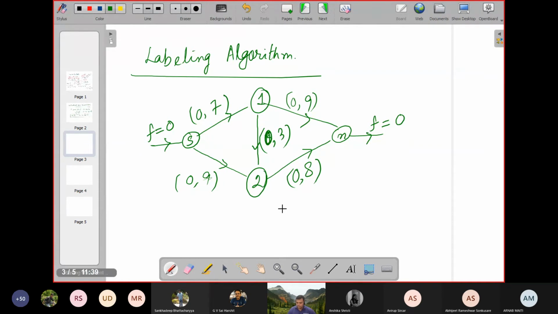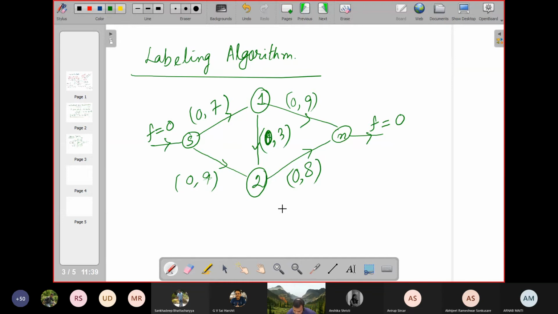Now here, what we do, we try to find a path through which the flow can be increased, and it is known as flow augmenting path. Augment the flow, add the flow. How to find it? You just find a path in which you can increase the flow by some amount. That's all. And you keep repeating it till the point you do not find any such flow augmenting path.